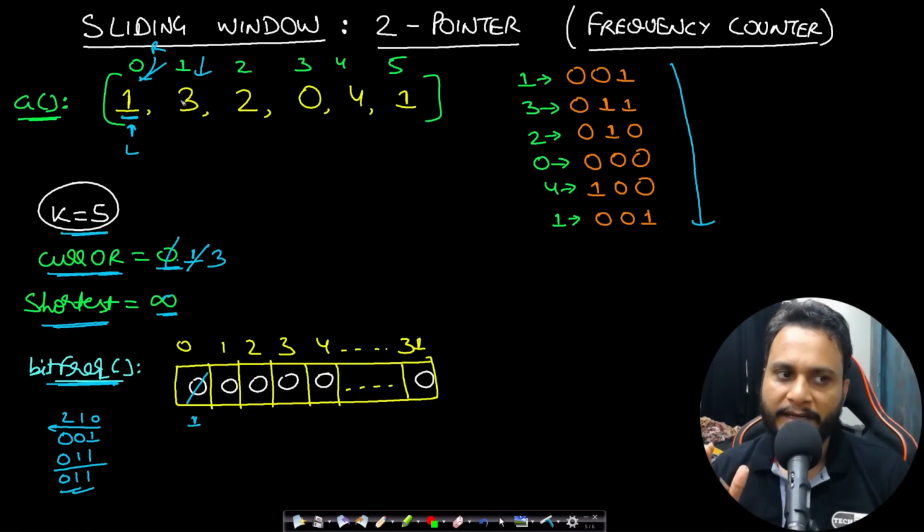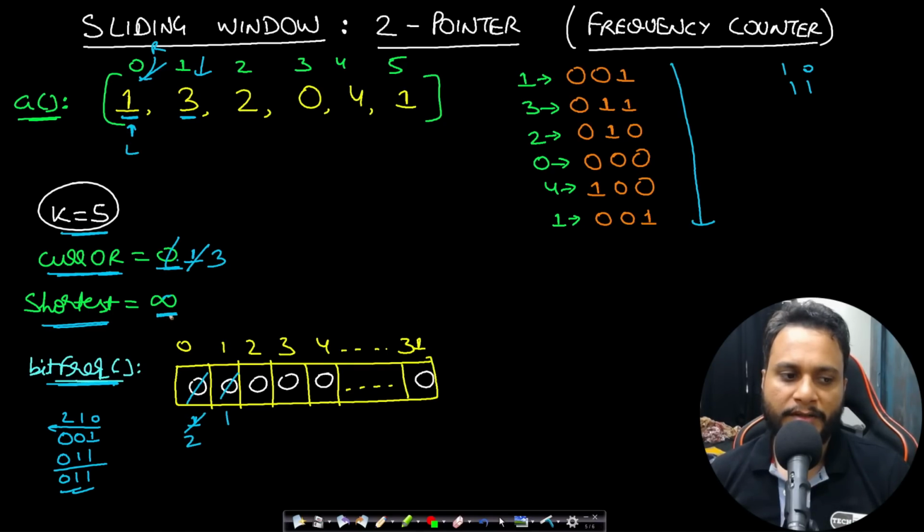Since I am sliding the right pointer to the right hand side, that means I am including more items into my window, and that is why the bit frequency counter has to be increased. What is the value of this 3? It is 11. So 11 means at position number 0 and at position number 1 we have a set bit. So I'll increment the count of set bits by 1 at position 0 and position 1.